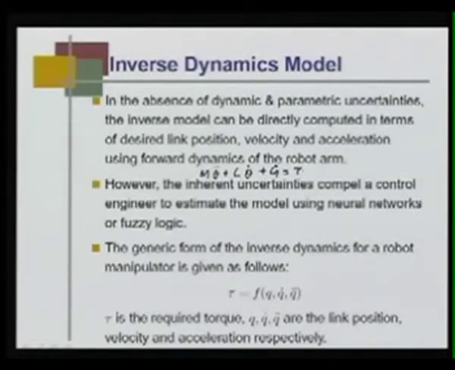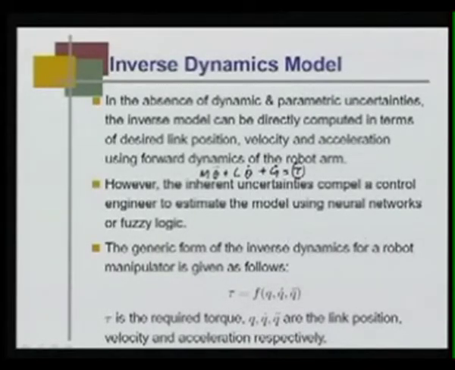So, all that I have to do is that if I know what is M, C, G, then given theta d, theta dot d and theta double dot d, I can compute what is tau. So, this is the best way to control the robot manipulator, because this is inverse dynamics. But unfortunately, most of the time the parameters that we identify, M, C and G, may not be exact. However, the inherent uncertainties compel the control engineer to estimate the model using neural networks or fuzzy logic.